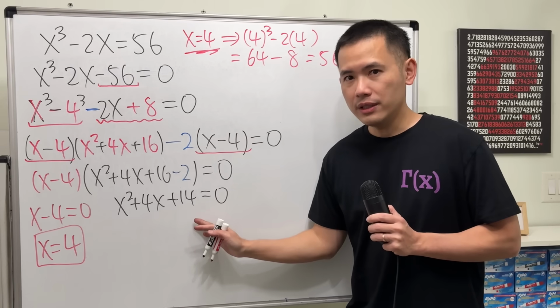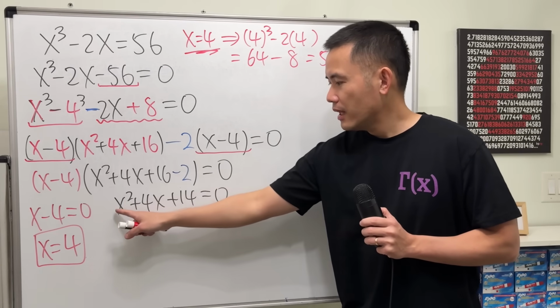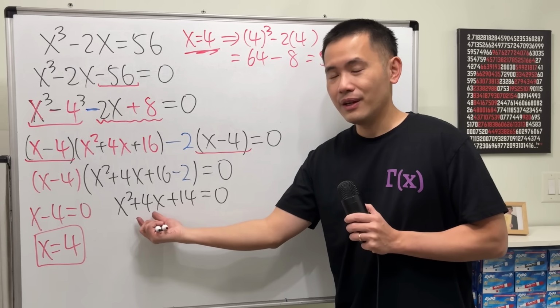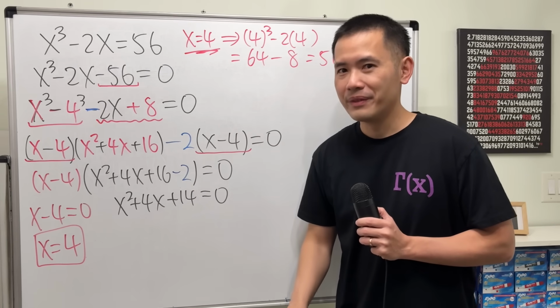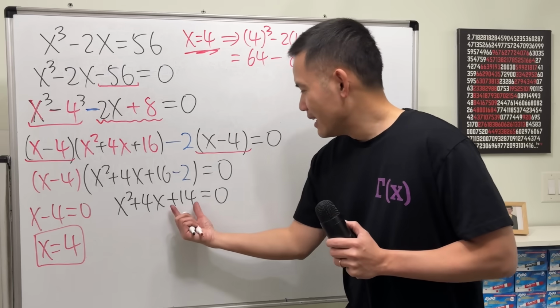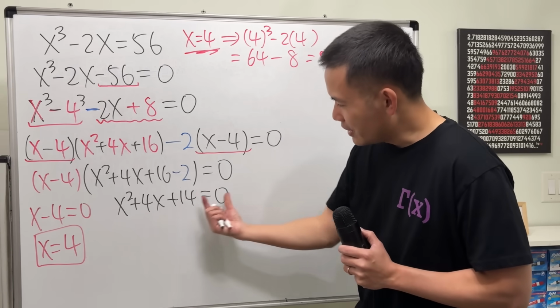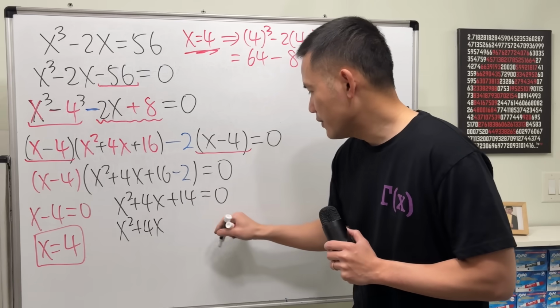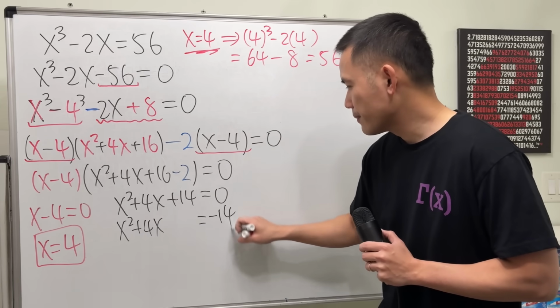Now we have a quadratic trinomial. Thankfully, we have a 1 in front of the x squared, and the coefficient of x is even. I will be doing completing a square. It's faster that way. I'm going to subtract 14 from both sides, so I get x squared plus 4x, leave a space, and we get -14.